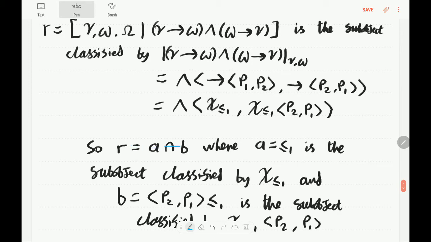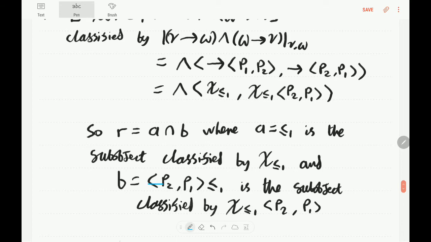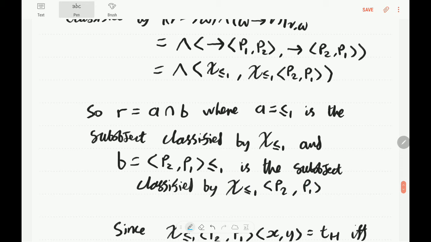So R is equal to A intersection B, where A is the arrow classified by this, and B is the arrow classified by this. And I claim that B is equal to (P2, P1) after less than or equal to. I claim that's the arrow classified by chi of less than or equal to 1, after (P2, P1).